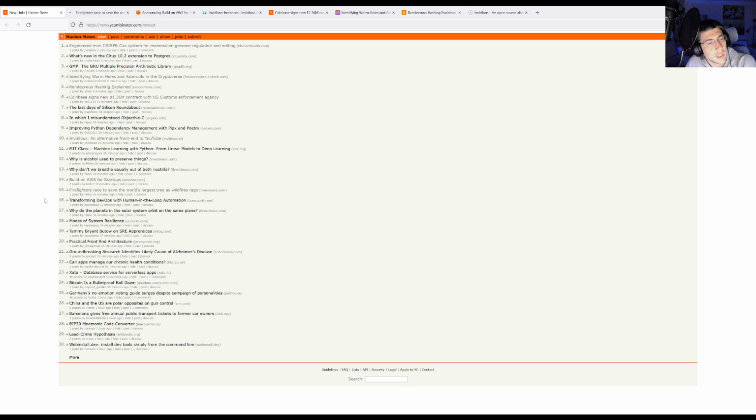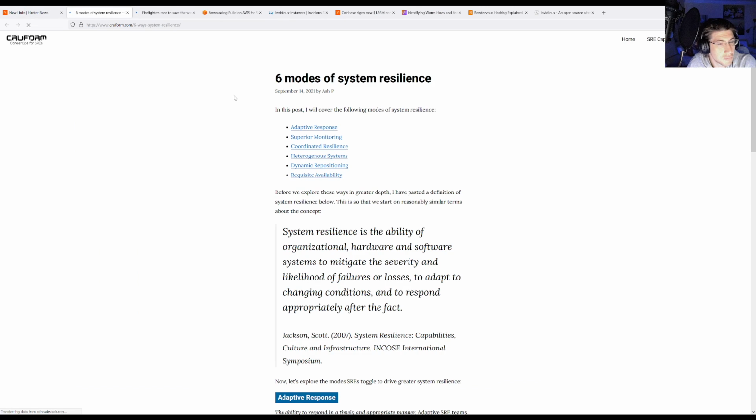Number 16, transforming DevOps with human in the loop automation. Why do the planets in the solar system orbit on the same plane? Interesting question. Modes of system resilience. In this post, we'll cover the following modes of system resilience. Okay, system resilience is the ability of organizational hardware and software systems to mitigate the severity and likelihood of failures or losses, to adapt to changing conditions, and to respond appropriately after the fact. This is so cool. Yeah, that sounds exactly right. So there's 6 modes.